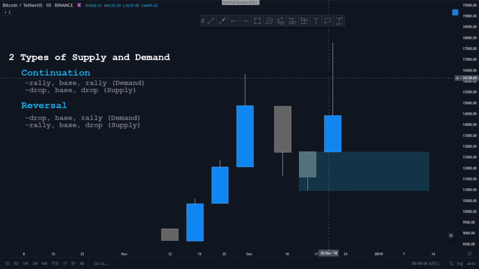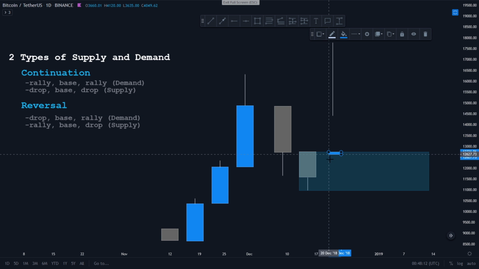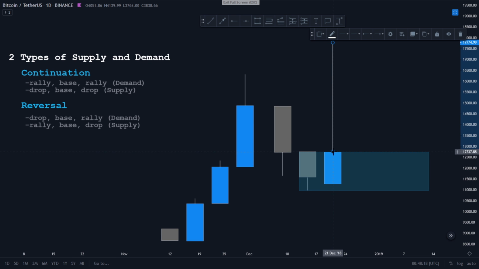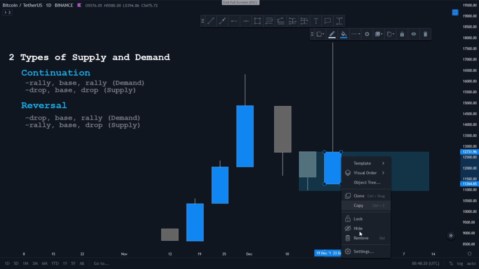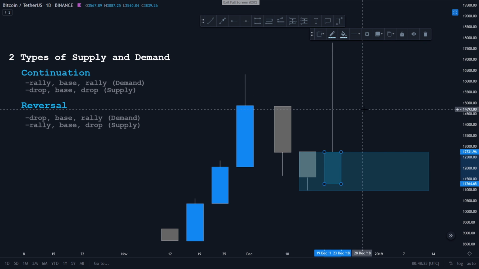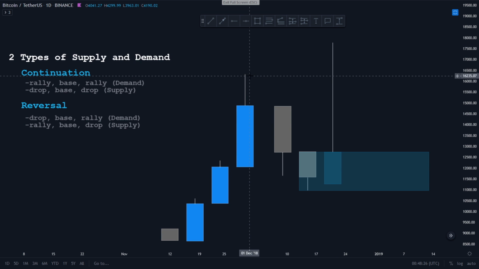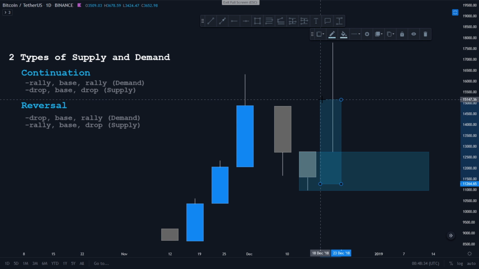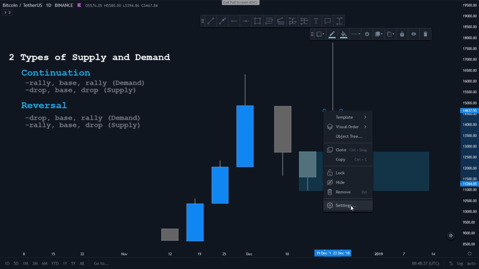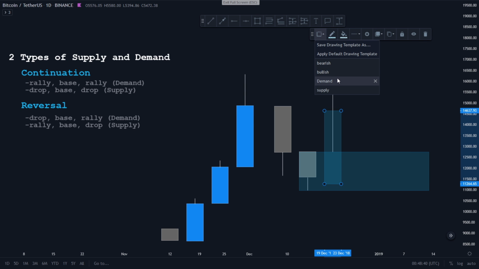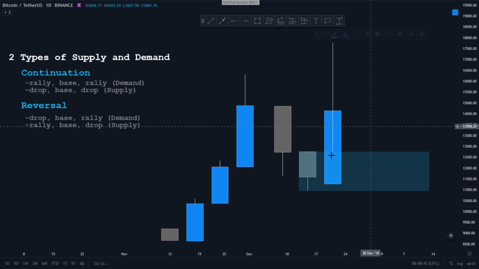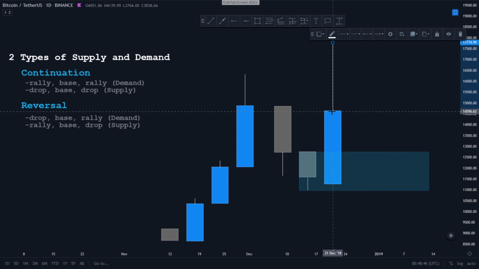So the price has to make a higher high and close bullish. Okay? So actually, technically, it could also close bearish. And some people would say that we have a rally, base, rally, and would draw their demand zone. But personally, I want to see a bullish candle. From my experience, I want this candle to at least be a bullish candle to validate this as a demand zone.